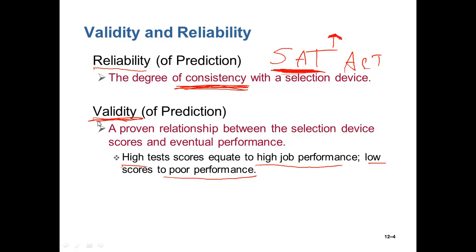If it's valid, what does that mean? High scores on the SAT, and you end up doing well in college, high GPA. Whereas people who get low scores end up doing poorly in college. So that would be an example of validity. If they get high scores on the SAT but low scores in college, they do poorly in college, that would indicate a low validity.